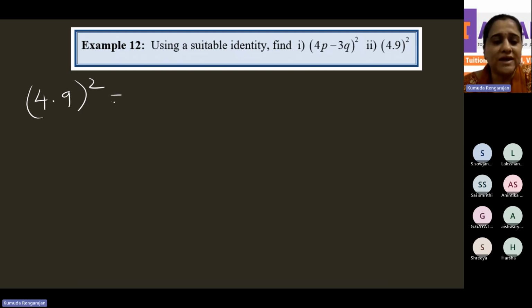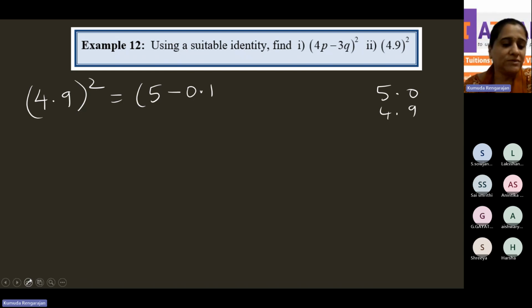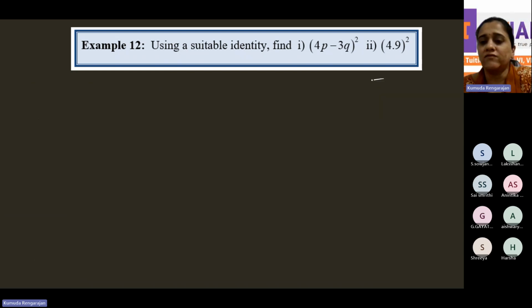So 4.9 can be written as 5 minus 0.1. Now, if you don't know how to find that, how do you know it is 5 minus 0.1? I'll tell you something. So now 4.9 is close to 5, right? So subtract 5 and the given number, 4.9. Let me start like this. 5 minus 2 is 3, right? Then what is 5 minus 3? 2. 5 minus 3 will be 2.